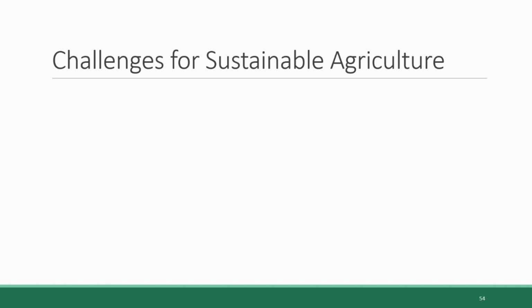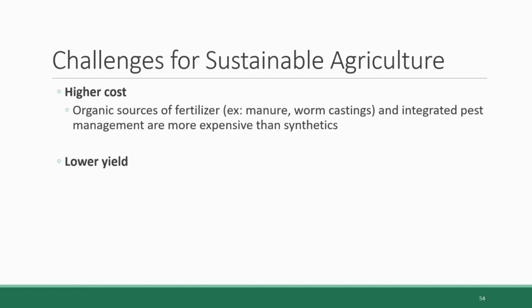There are still challenges and barriers faced in developing a sustainable agricultural system, though. Most of this is because alternative agricultural practices tend to be more costly to carry out and can be associated with a lower yield. So, organic sources of fertilizers such as manure and worm castings are more expensive than synthetic fertilizers. And also, integrated pest management approaches are more complex and more expensive than synthetics. These higher costs associated with these things then translate to a higher cost of products in the grocery store, which limits the market for these products to people who can afford them.